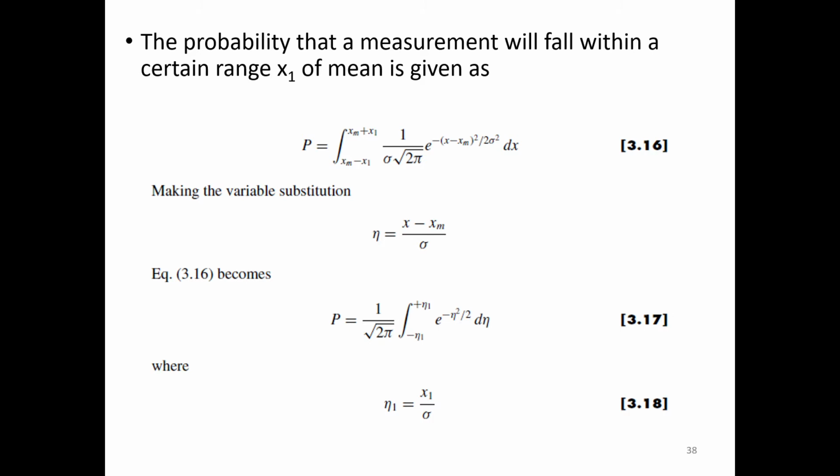Then if you plug these values in this integral, you are going to get this. P equals 1 over square root of 2 pi, integral from negative eta 1 to positive eta 1, where eta 1 is x1 over sigma. So that will be your range, right? Exponential of negative eta squared over 2 d eta.